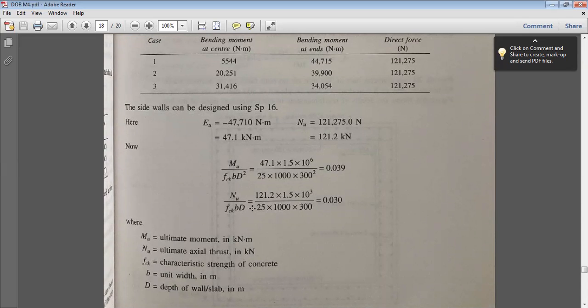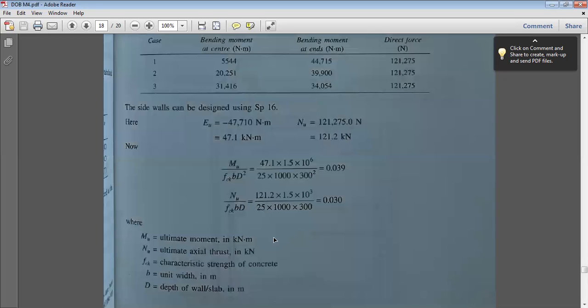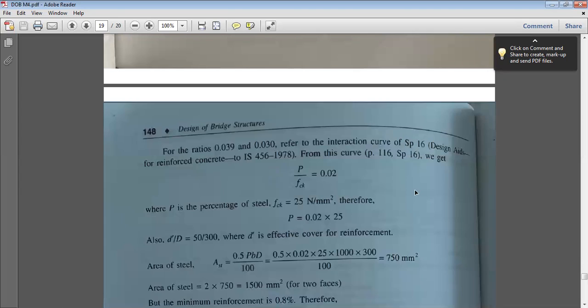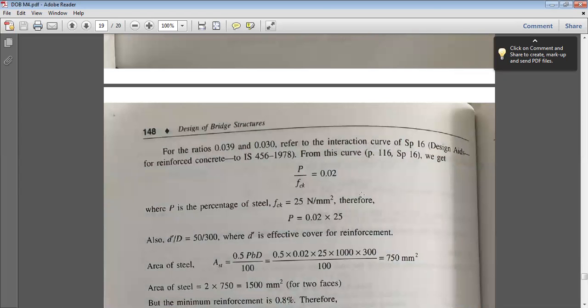Why? Because top and bottom slabs are designed as simply supported slabs, whereas the side walls are designed as compression members. Those are columns. So in columns, you will be calculating the percentage of steel required based on SP16. You calculate Mu by fck b d square and Nu by fck b d square. So based on that ratio, you will get p by fck, 0.002, referring SP16. That is the design of compression members, columns, you have studied.